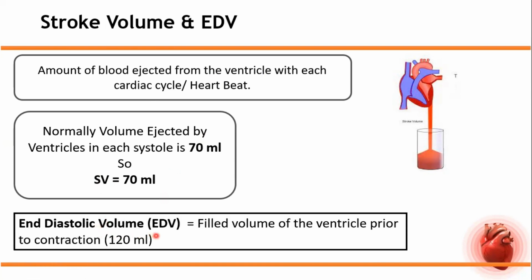What is end diastolic volume? After diastole of the heart, what amount of blood is left in the ventricle? That is end diastolic volume. Normally, end diastolic volume is 120 ml.